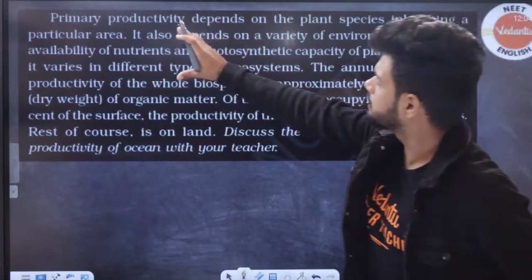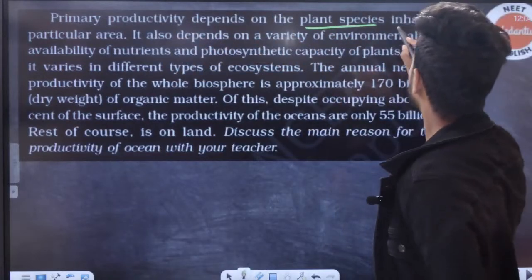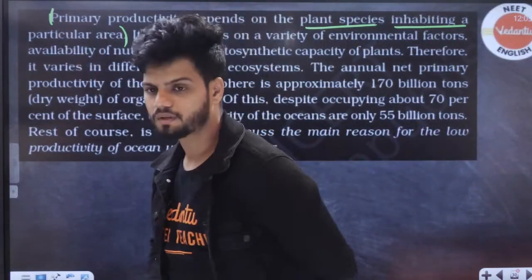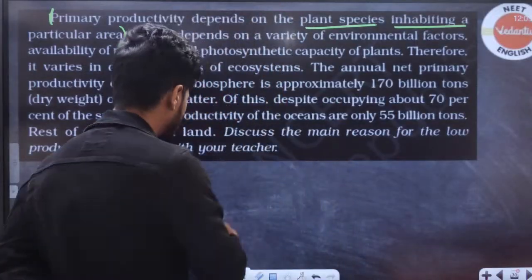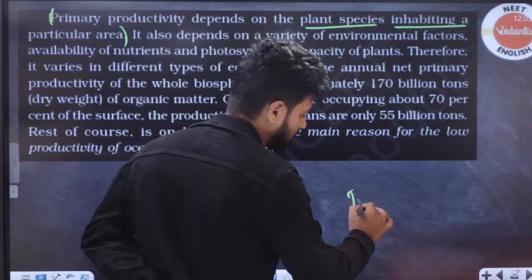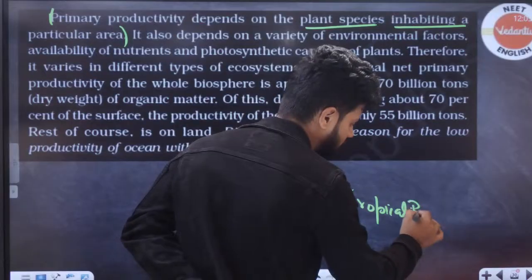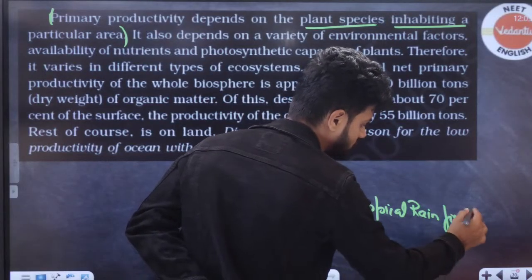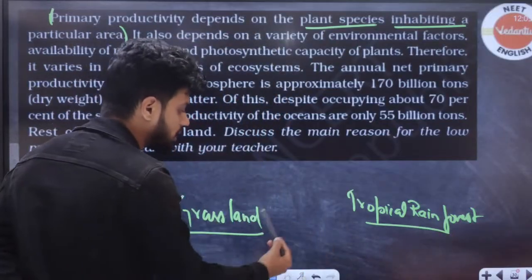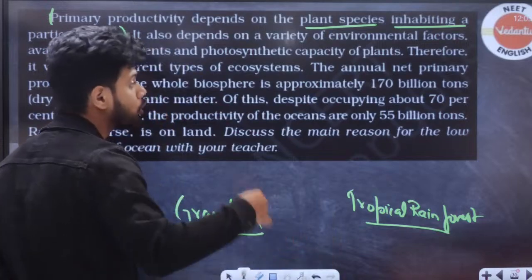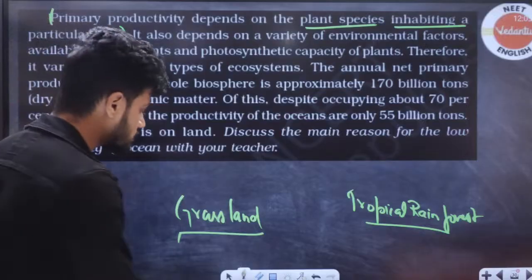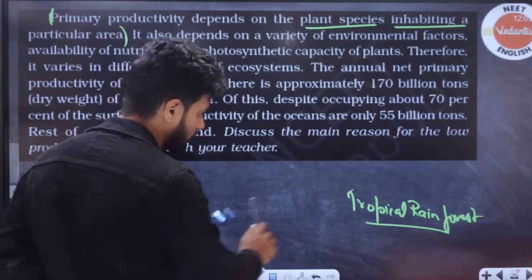Okay. Primary productivity depends on the plant species inhabiting a particular area. Yes or no? For example, I'll give you a quick example. Let's take grassland and tropical rainforest. Here we have fewer plants. Here we have more plants. Tell me, students, in which location do you find more productivity? Tell me quickly in the chat. In grasslands or tropical rainforest?